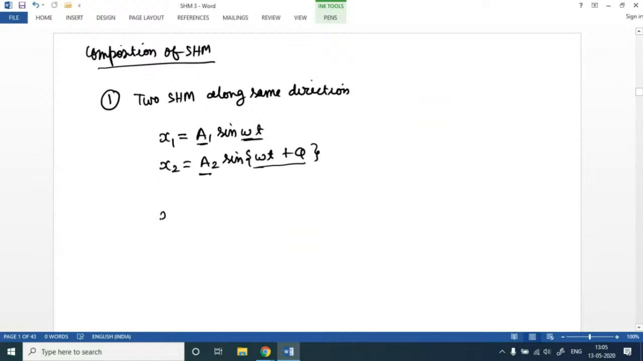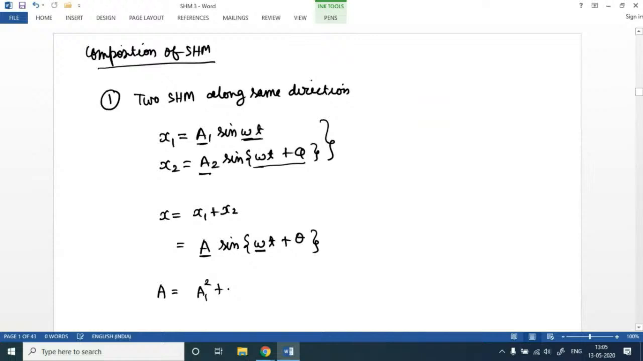So the resultant SHM x would be nothing but x1 plus x2, the sum of these two quantities. When you add these two terms, you get A as the resultant amplitude, and the resultant SHM is A sine omega t plus some theta. So the resultant SHM has the same angular frequency and its amplitude would be A, and the expression of A, let me tell you, is the same as you used to have in vectors.